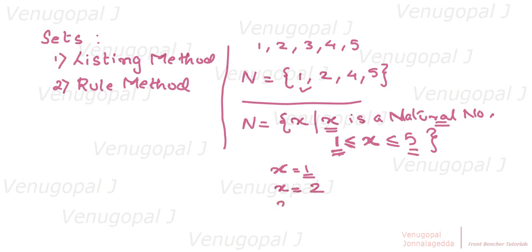Yes, it's a natural number. x is equal to 3, x is equal to 4 and x is equal to 5. So this is what the rule method represents.